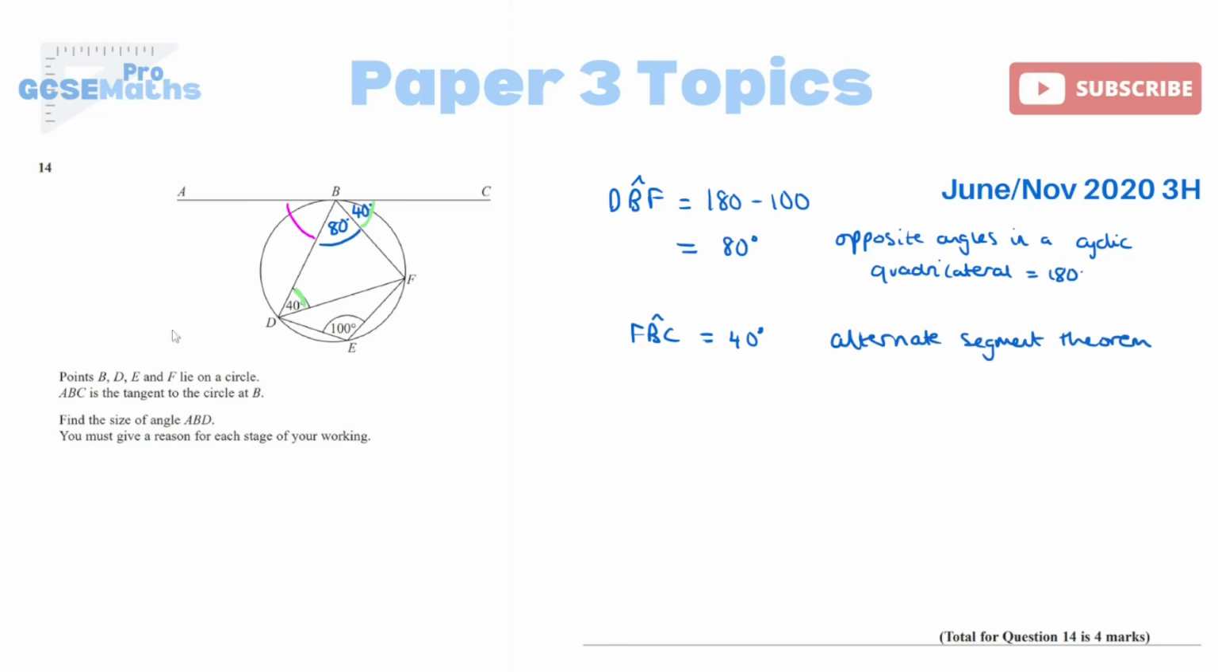And then finally, I just need to use angles on a straight line. So the angle that I want is ABD, which is 180 minus the other 2, 40 and 80. That gives me 60 degrees left. And the reason for that is obviously angles on a straight line add up to 180. So there's your answer, 60 degrees for ABD.